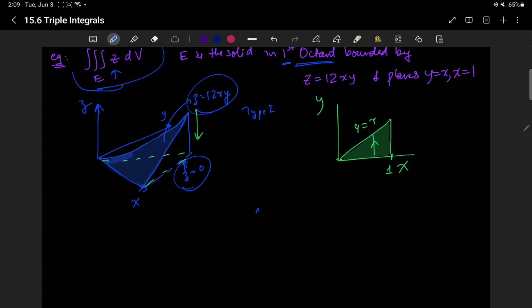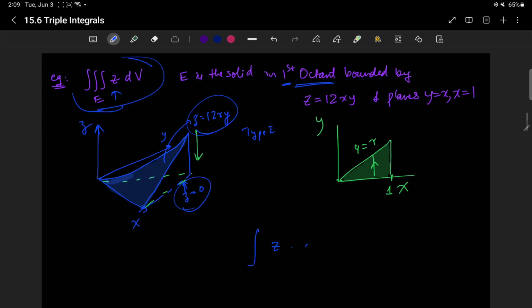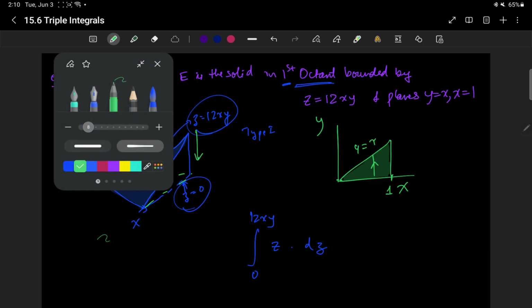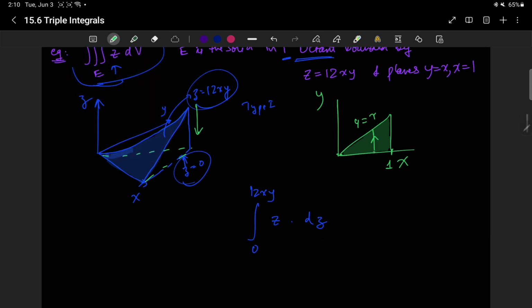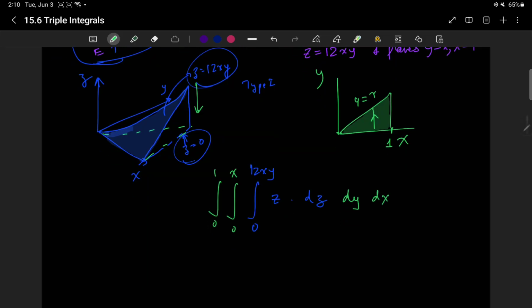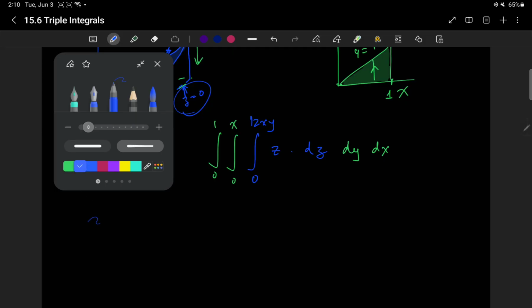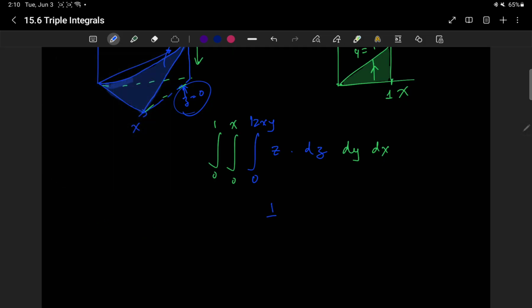Okay, so first I know that z, I'm going to go dz, because z goes from 0 to 12xy. Then I'm in the 2-dimensional region now. So here, both of them are kind of easy, but y goes from 0 to x. So I will do dy from 0 to x, and then dx from 0 to 1. So first I get a 1/2 of (12xy) squared, with dy from 0 to x and dx from 0 to 1.